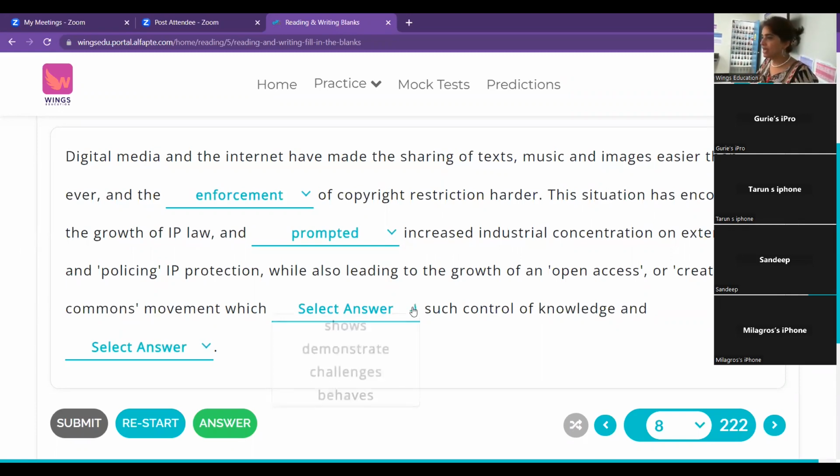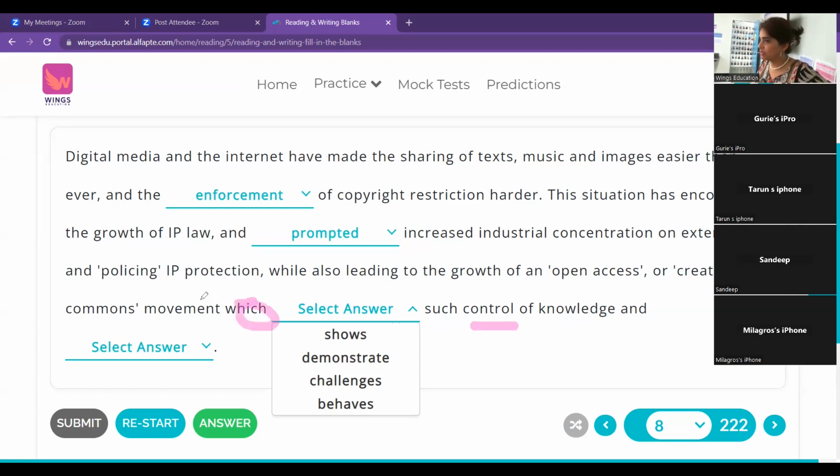So now let's look at it. Which, so that. Okay, let's see. What are we talking about? Shows. All right, hold on. Growth of an open access or creative movements, which something such control. We're talking about control. And with S or ES. Yes, it should end with S or ES because it's which and it's one movement. So demonstrate cannot be there. I think it's behaves, the last one.